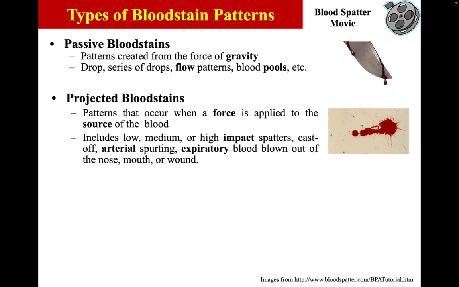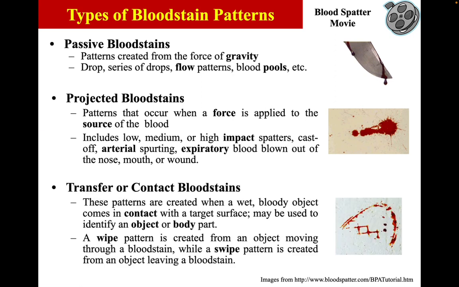Projected blood stains are patterns that occur when a force is applied to the source of the blood. So think if someone was getting hit with something that caused them to bleed, that would be a projected blood stain. So this can include low, medium, or high impact spatters. They could be cast off, so like flung off of a weapon. It can come from arterial spurting, which would mean if you hit a main artery, there's a lot of force projecting the blood out. And then also expiratory blood blown out of the nose, mouth, or wound.